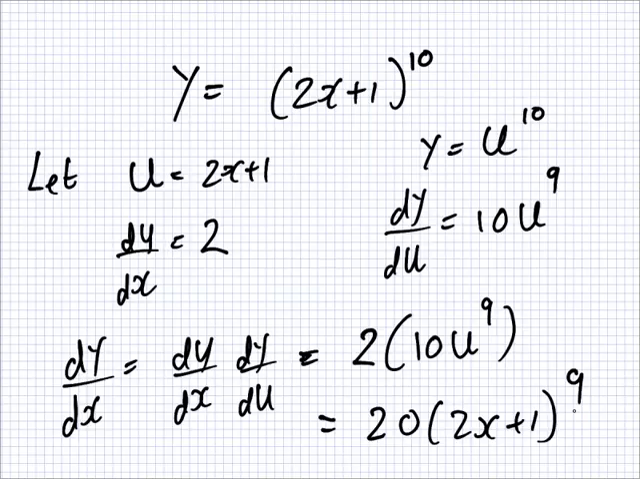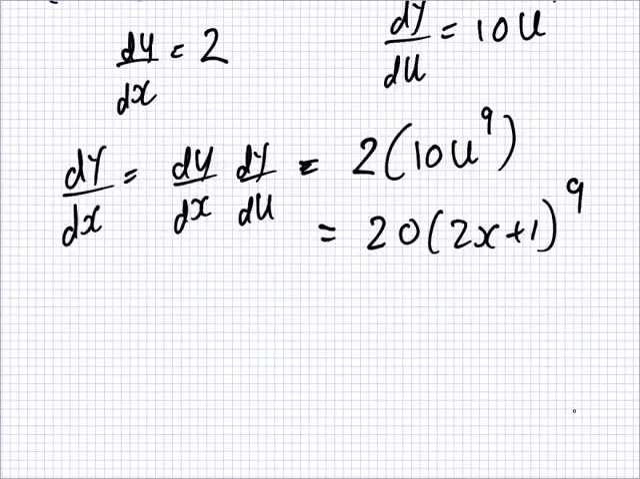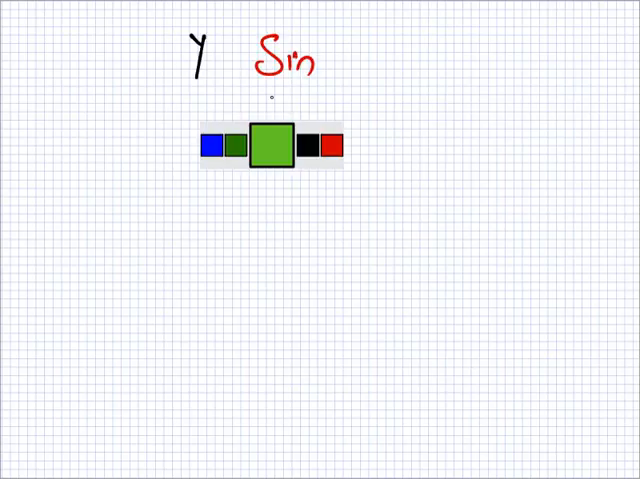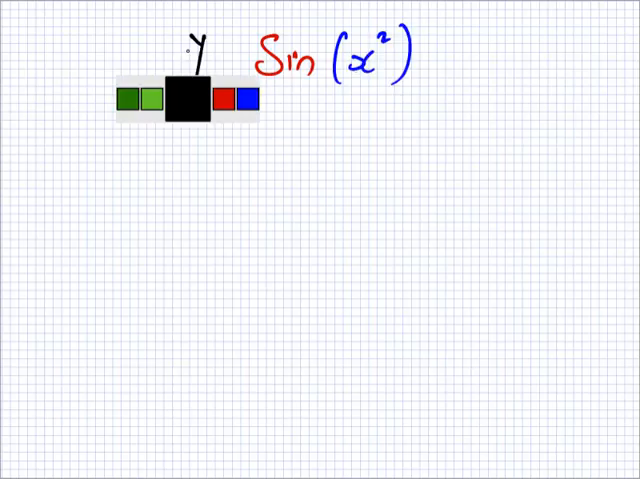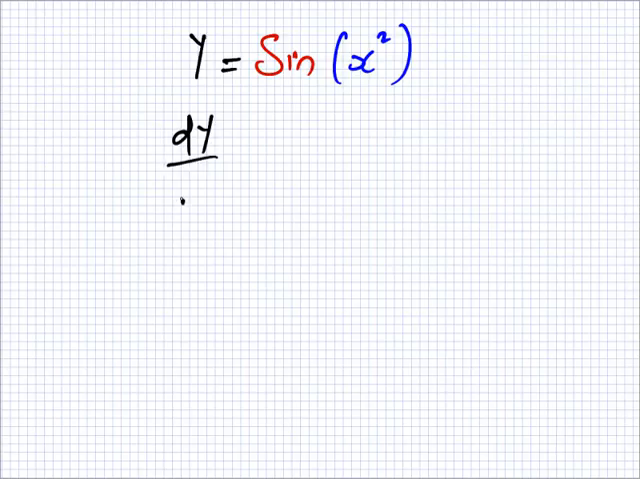Now I said there's another way to do this, because I show students both ways, since half the people like it this way and half will like it the other way. So if we go back to our example with y equals sine x squared, there is a quick way to do it. In fact, you can do it in one line.